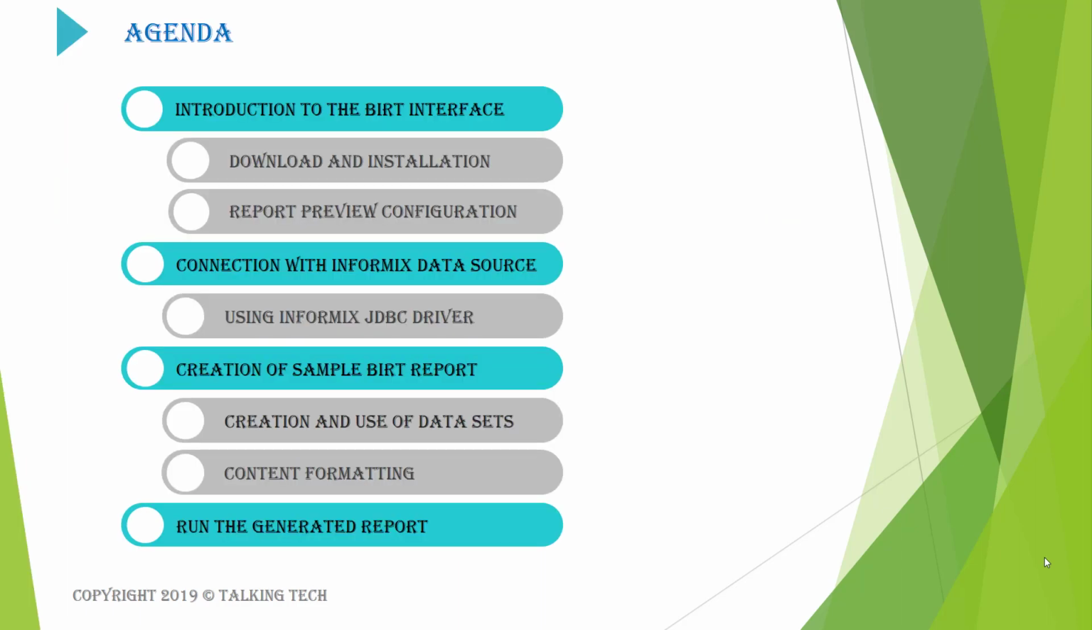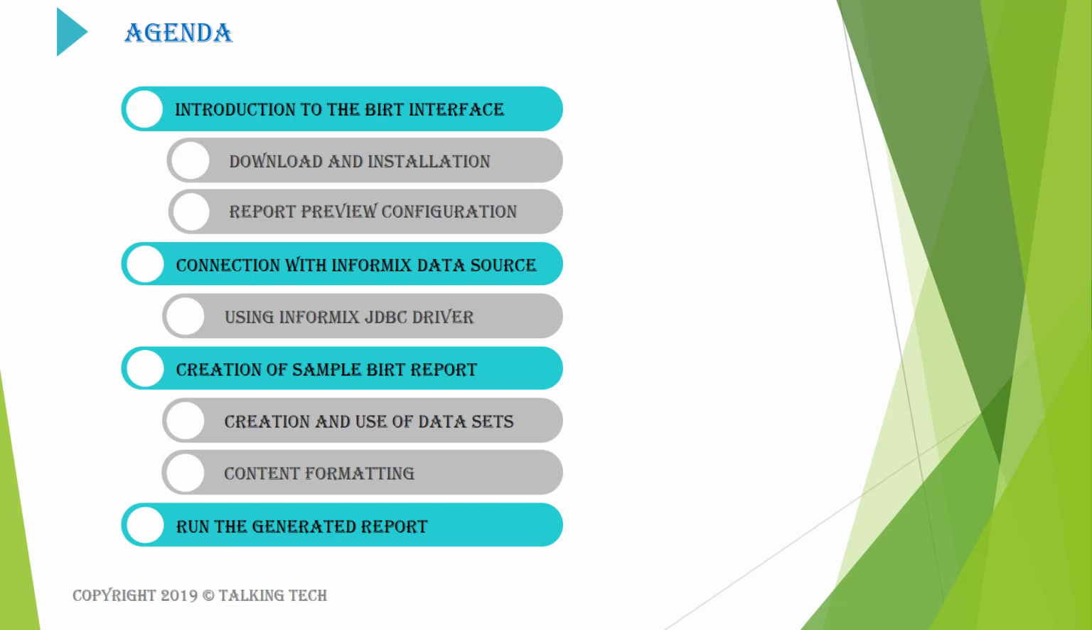So in this tutorial we are going to discuss a brief introduction to the BIRT interface, specifically how to download and install it. Next we'll see how to configure the report preview setting so that we can preview our report. Next, we'll learn how to connect with the Informix data source using the Informix JDBC driver. And after that, we'll create a sample BIRT report.